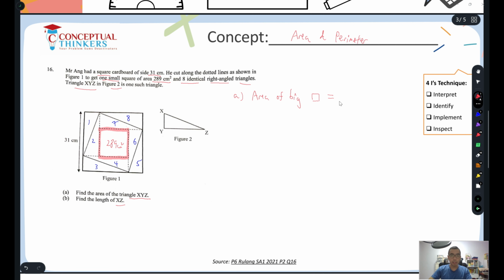Okay, so let's start calculating. The area of a square will be length times length. So we're going to use 31 times 31. This will give me 961 cm square.